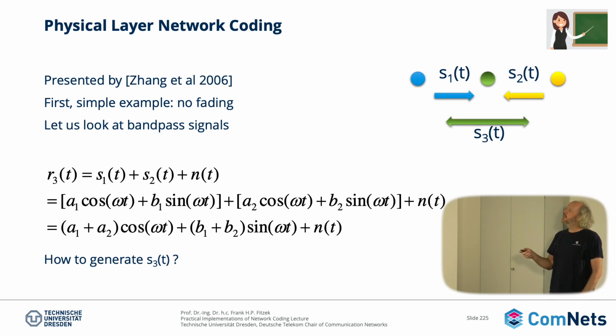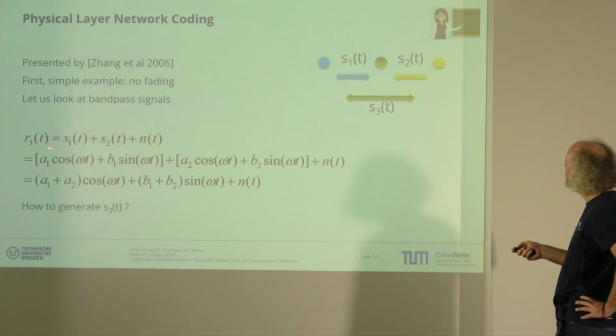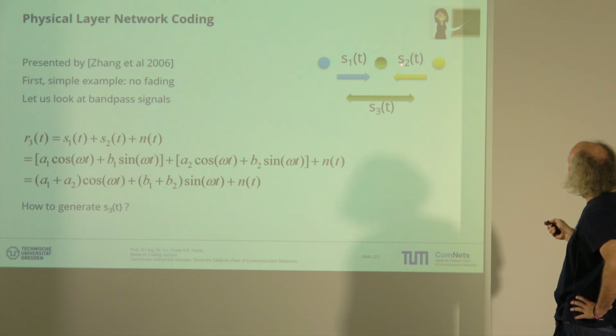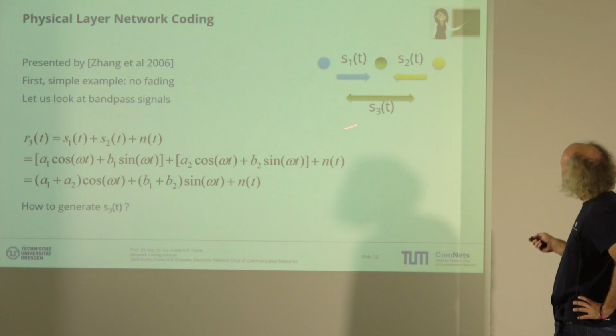So the physical layer network coding that was presented by Zhang and others in 2006 was a very simple example. No fading, and we look at a bandpass signal. Here you have a received signal where we have signal 1 over T1 and signal 2 over T, sending at the same time to the relay, and the relay will then take the incoming combined signal, the superposition, and just broadcast it. And what is this? The received signal that it will have is S1 plus S2, and there will also be noise.